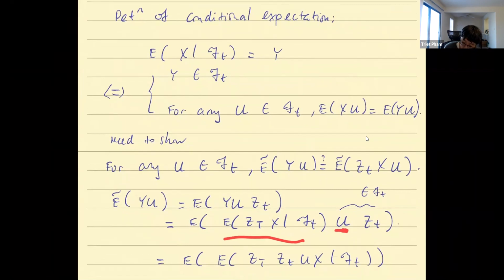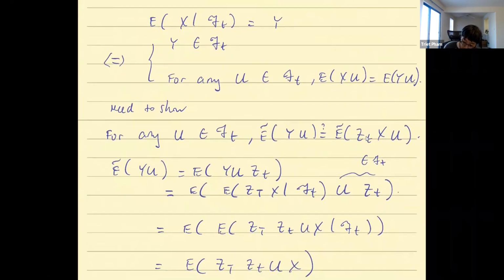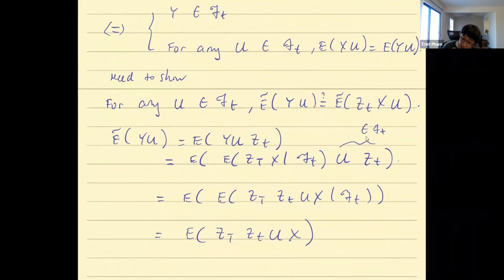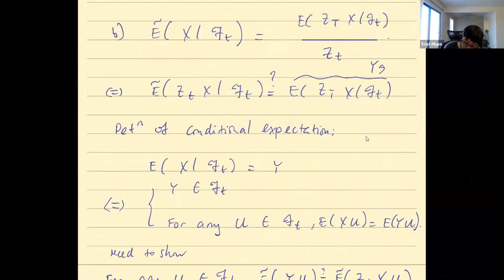Remembering that u is in ft, and then use property of expectation. But the last step is this: this is a change of measure kernel, right? All this is in ft, in f big T. So in other words, this is nothing but my definition of zt ux, which exactly is the desired right-hand side. Okay, so I have shown that this is equal to this for any u in ft. So in other words, this is true.